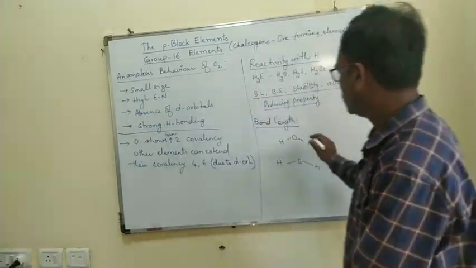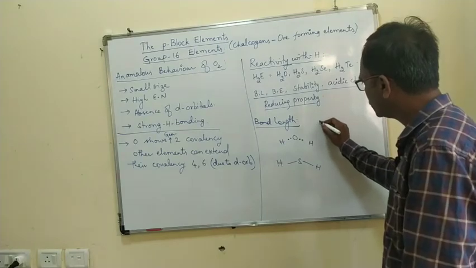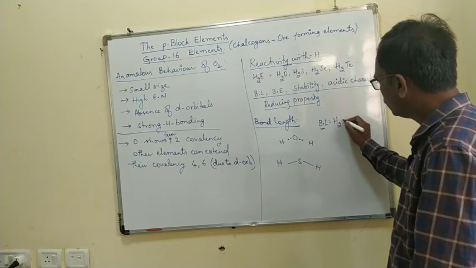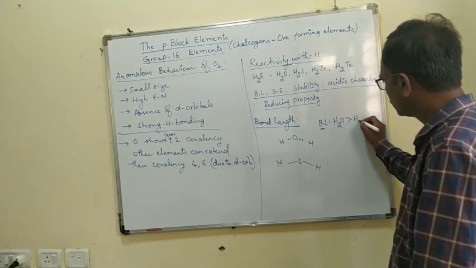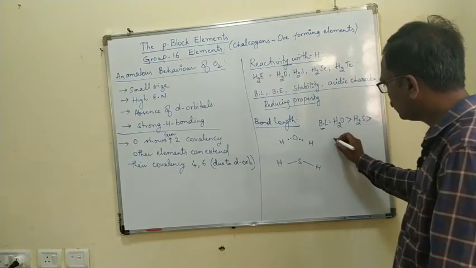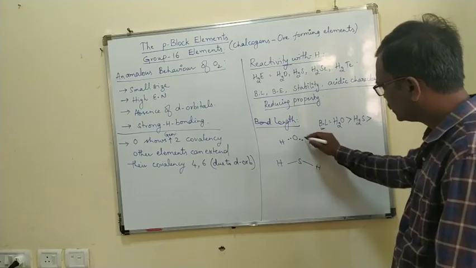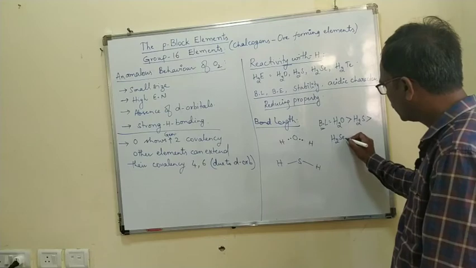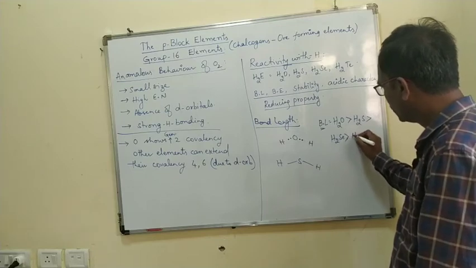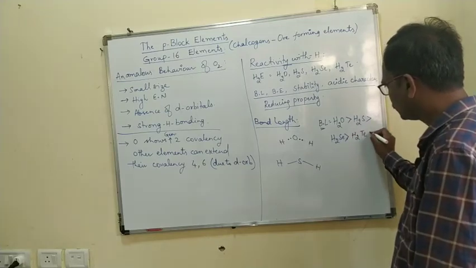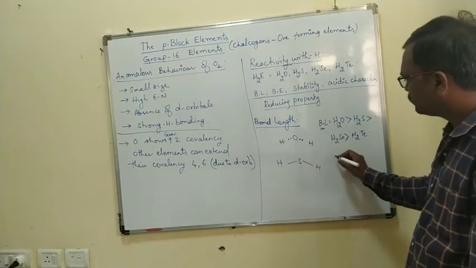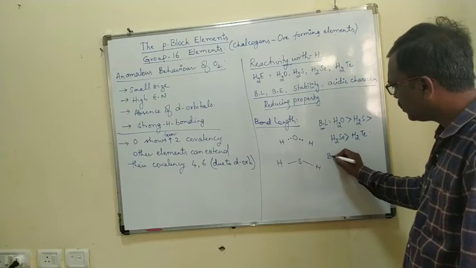That's why if you see the bond length, H2O has the shorter bond length compared to H2S. H2S has a longer bond length, then H2Se, H2Te. Now, what is the relation between bond length and bond energy?